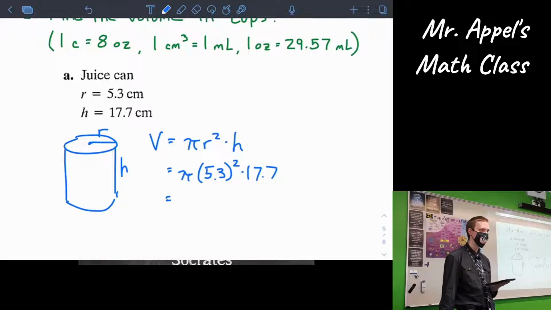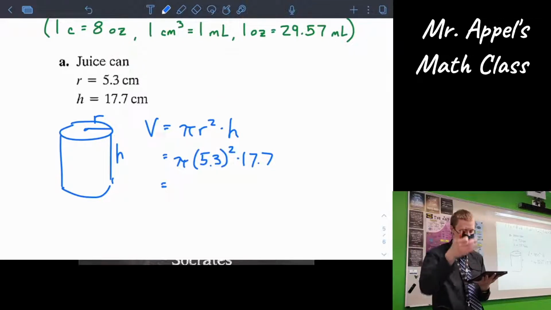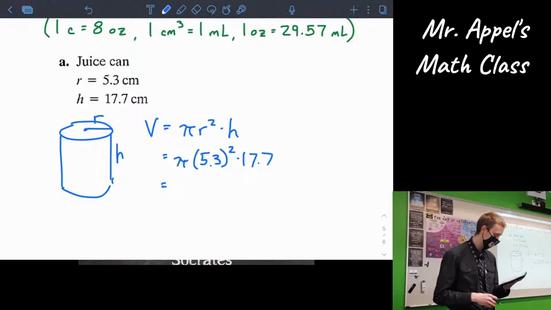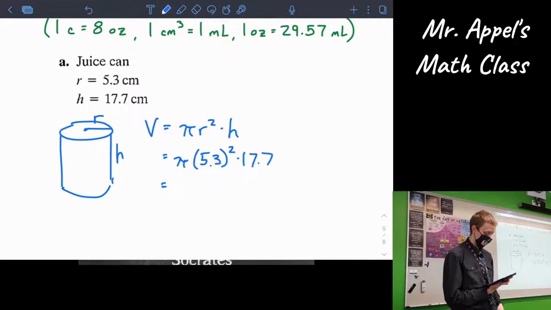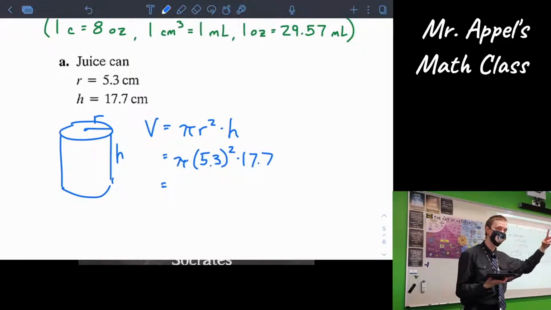Go ahead and do that now. Give it to me in terms of pi first. So just do 5.3 squared times 17.7. And let's go. They went to 1 decimal place so far, so give it to me in 2 decimal places. Okay, I want to carry my estimate an extra space. So we're going with 1, so our final answer will be to the 1 decimal place, so let's keep it 2 decimal places until we get to the final result.